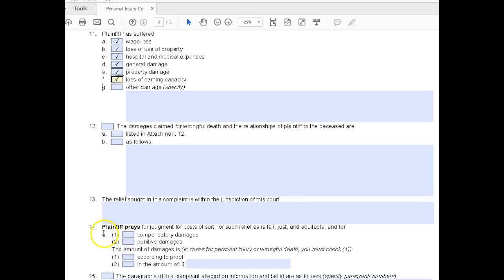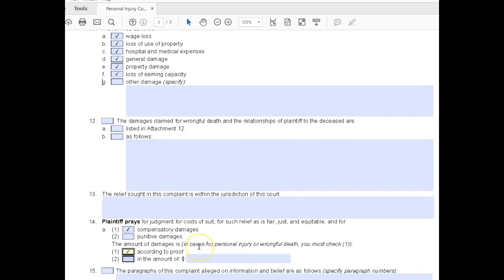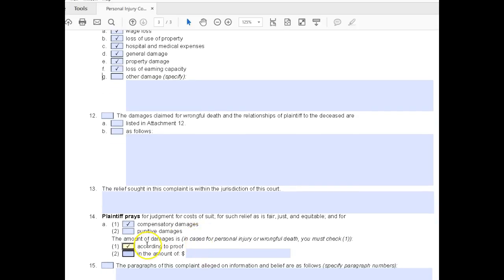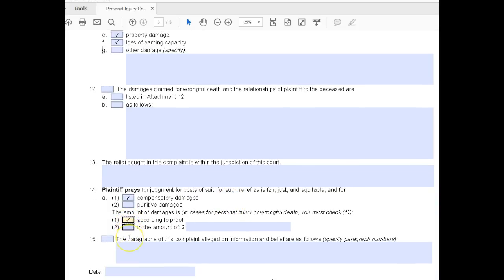Now, the next is what do you pray for? What do you want, essentially? Plaintiff prays for judgment for cost of suit, such other relief as fair, just, equitable, and for compensatory damages. And then we're going to put down in according to proof. We're not going to give down a specific number. And the reason for that is that only in contract actions could we get to a specific number. Because we don't know what our damages are. We won't know them for a very long period of time.